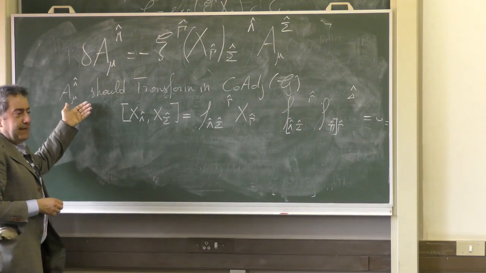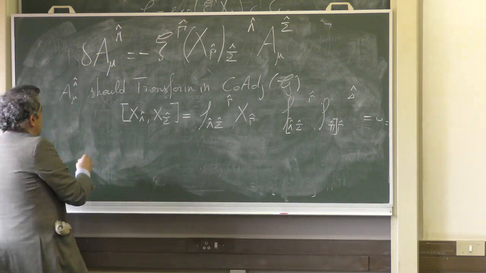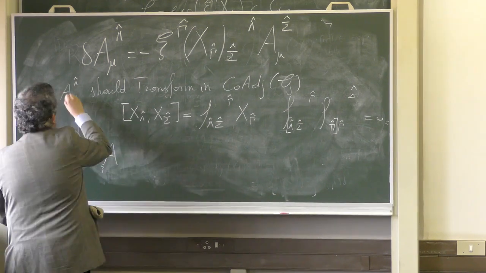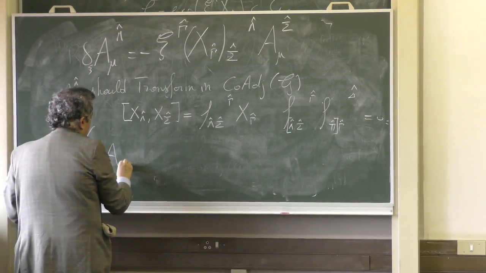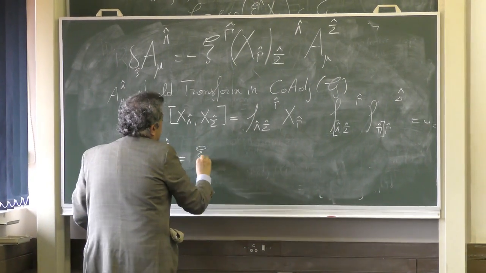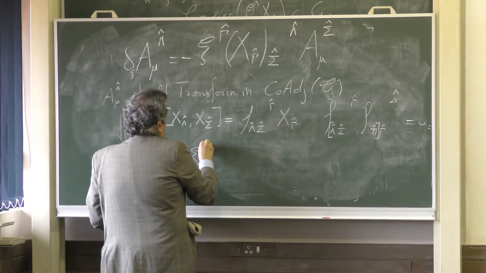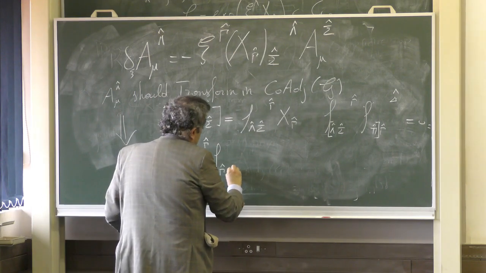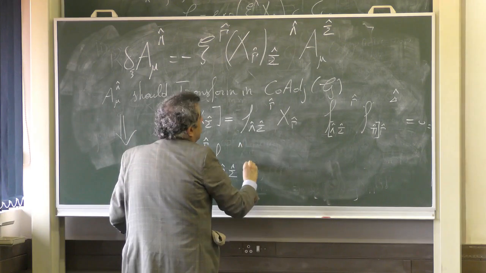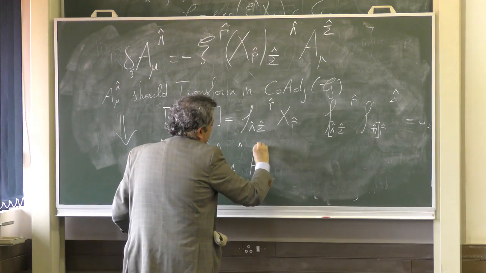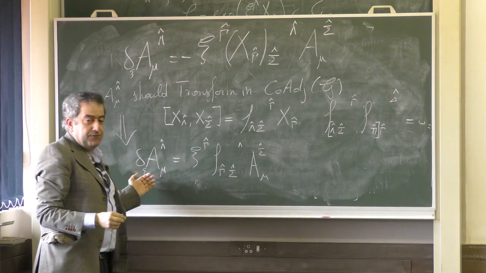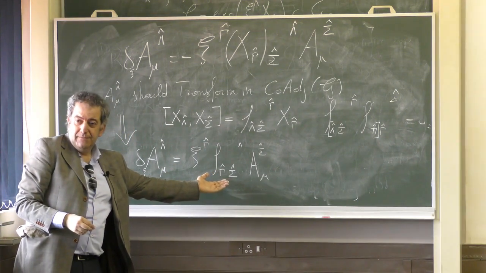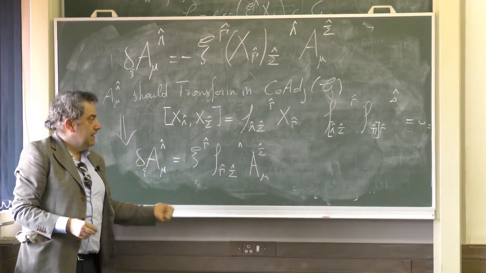So A transforms in the coadjoint. This implies that δA, this is ψ, okay, should be equal to ψ^Λ f_{Λσ}^γ A^σ. So saying that it transforms in the coadjoint means that it transforms with the structure constants of the gauge group.